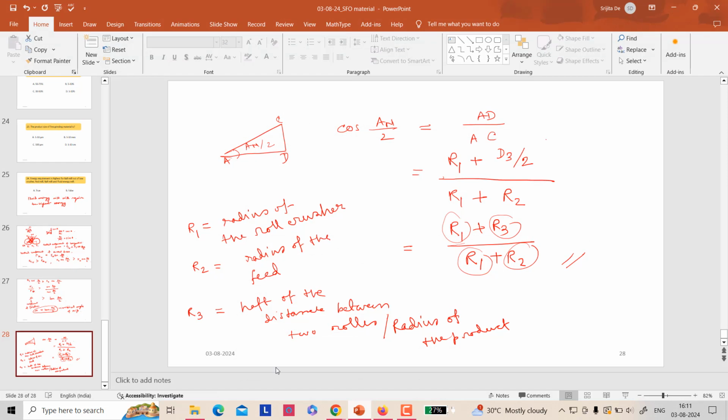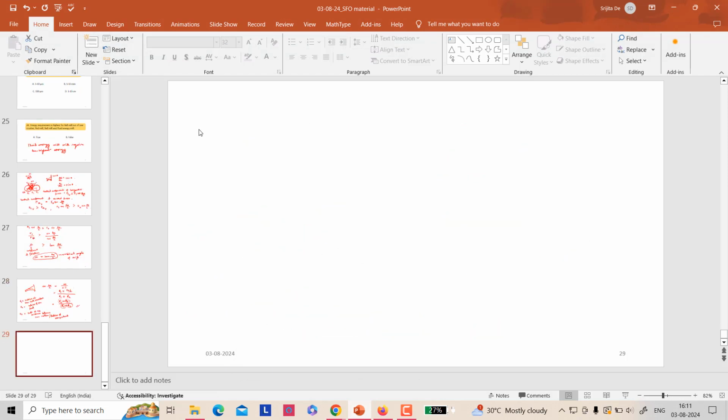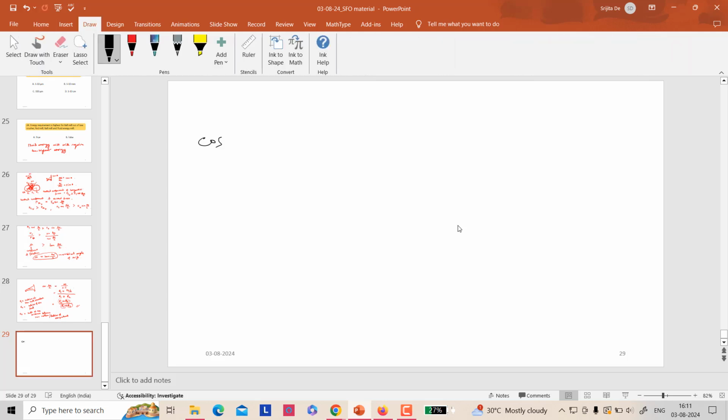I don't know if I'm thinking it right or not. Let's check. It is cos theta by 2, right? So it is cos 15 degree, right? Our theta is 30 degrees, so it will be cos 15 degree.